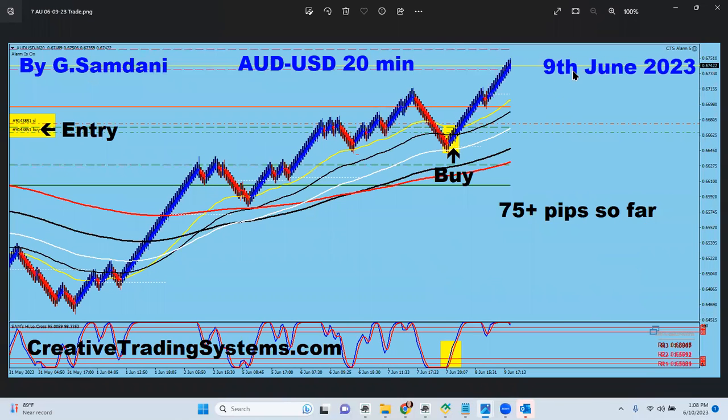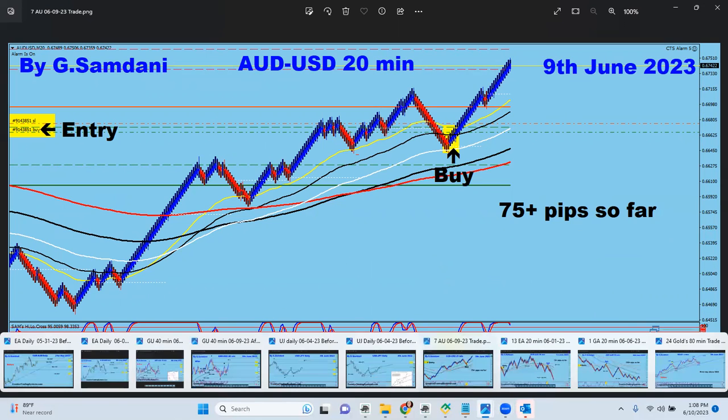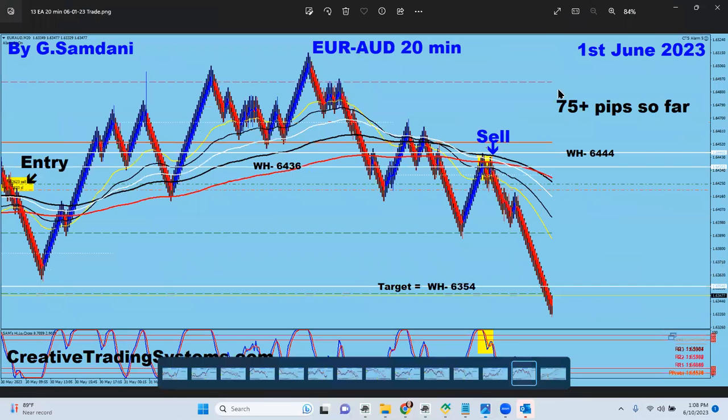And the last but not the least is the long setup on the 9th for 75 pip. Now, let me show you a couple of Euro-Aussie trades that I had. For example, this is on June 1st, right? First for 75 pip.